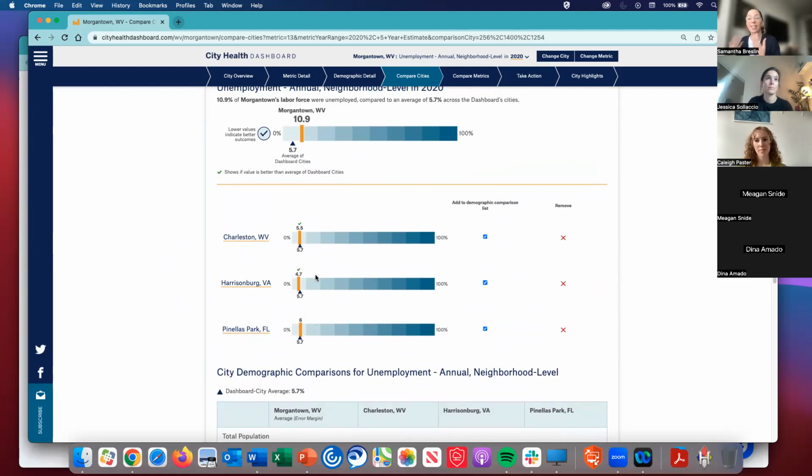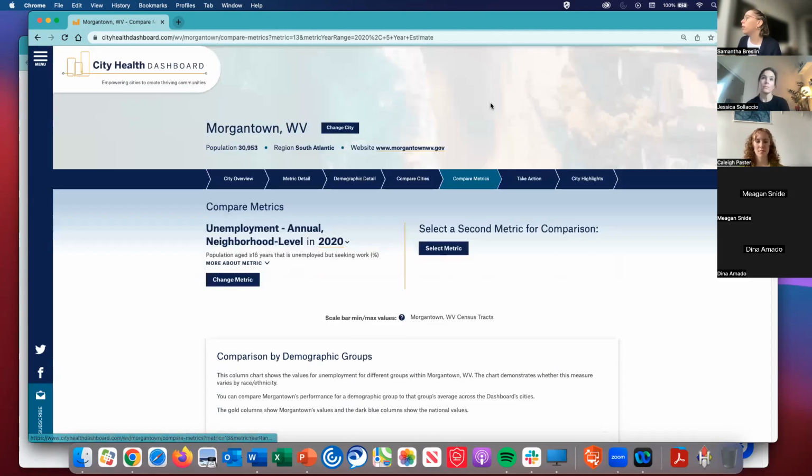So again, for that city planner, what is happening in Harrisonburg, Virginia? Did they implement a policy? Are they working on novel programs that perhaps we can put into place, or at least are there connections that we can make with the local government in Harrisonburg that can help us just learn more about this issue? And so moving along, the dashboard also allows users to compare 2 metrics for a specific city.